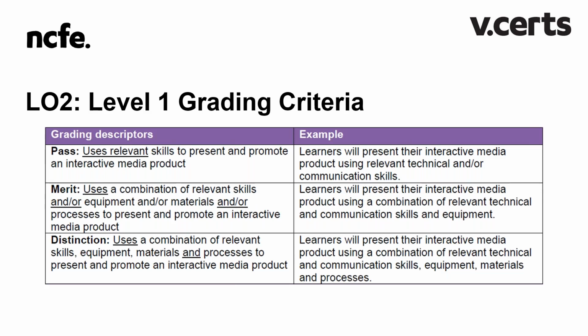And then we can see for a merit, they're looking for a combination of skills and or equipment and or materials and or processes. So it's started to increase the demand as it moves up to merit and distinction. And then at distinction, we're looking for the evidence of the full combination. Again, at level 1, it could still be very straightforward and quite basic, but there will be some evidence there of skills, equipment, materials and processes of how they've actually created that presentation.